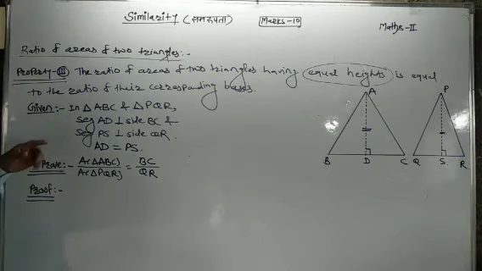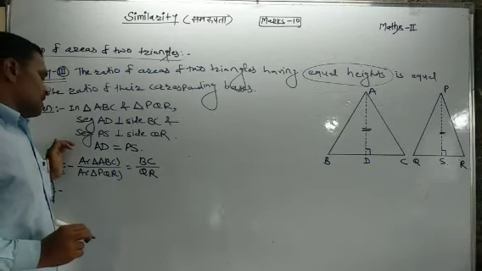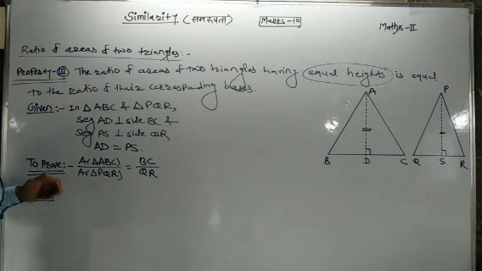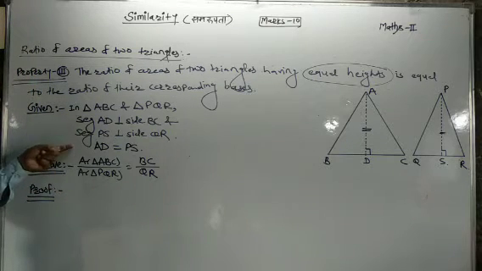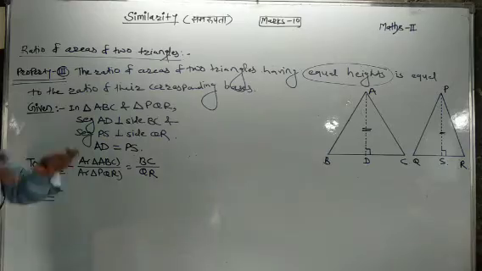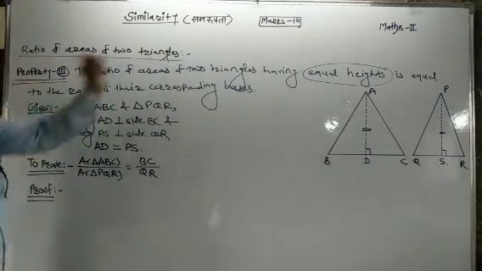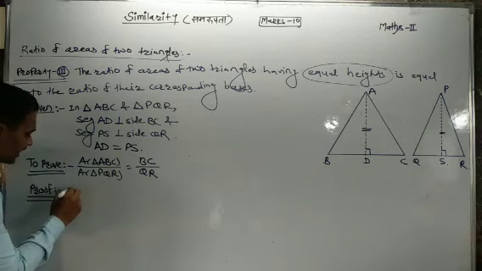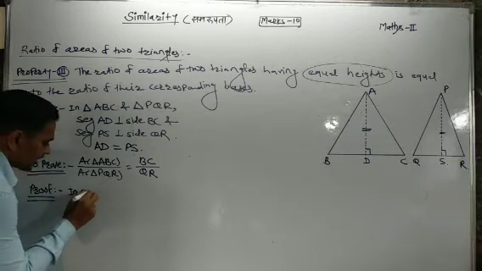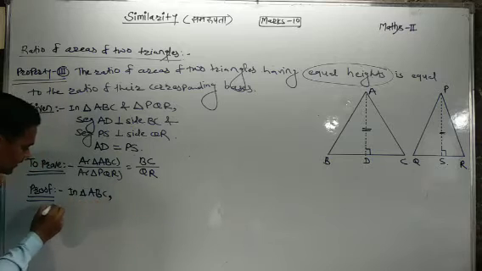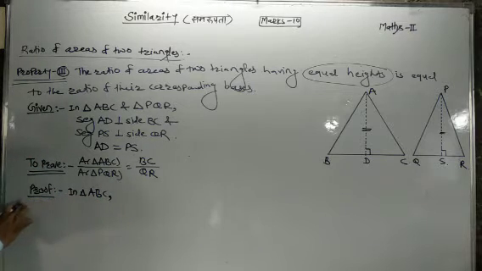First of all, find the area of the first triangle, then find the area of the second triangle, and then divide the area of the first triangle by the area of the second triangle. Understand? This is the very simple way to write the proof of this statement. Now in triangle ABC, write the formula for finding the area of a triangle.